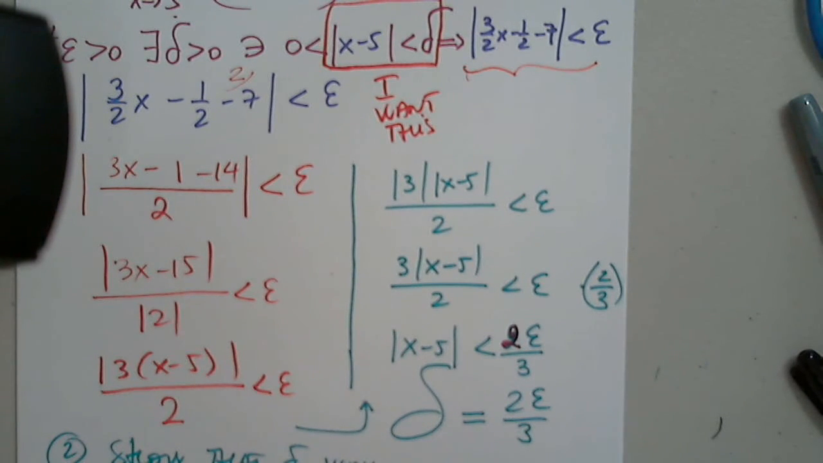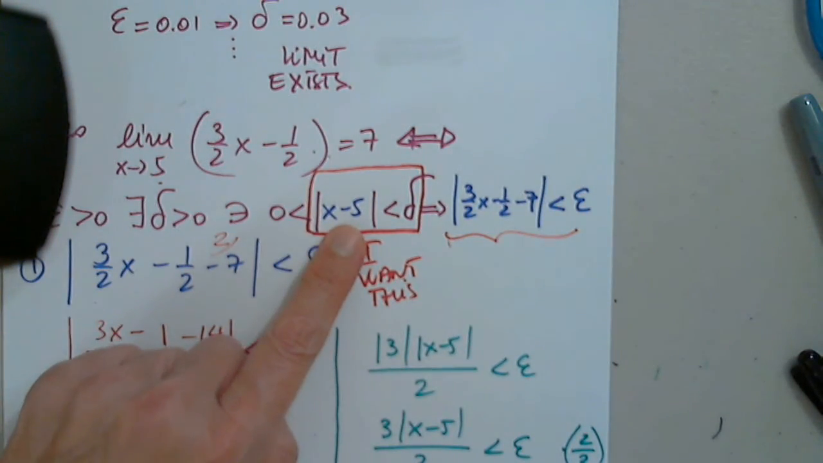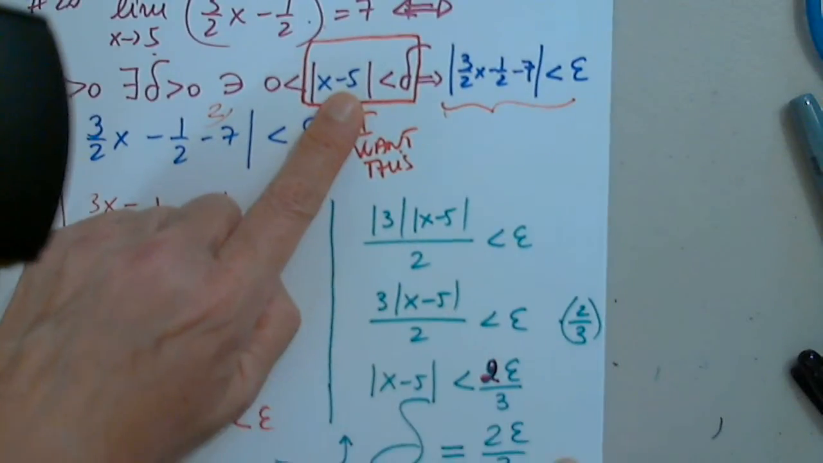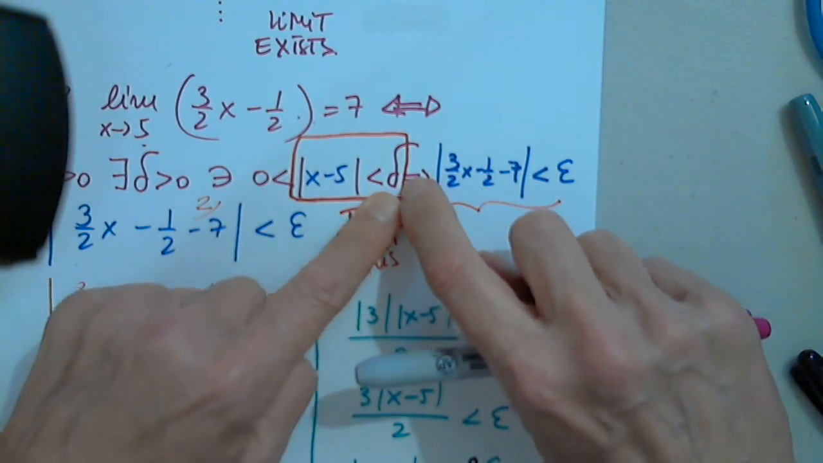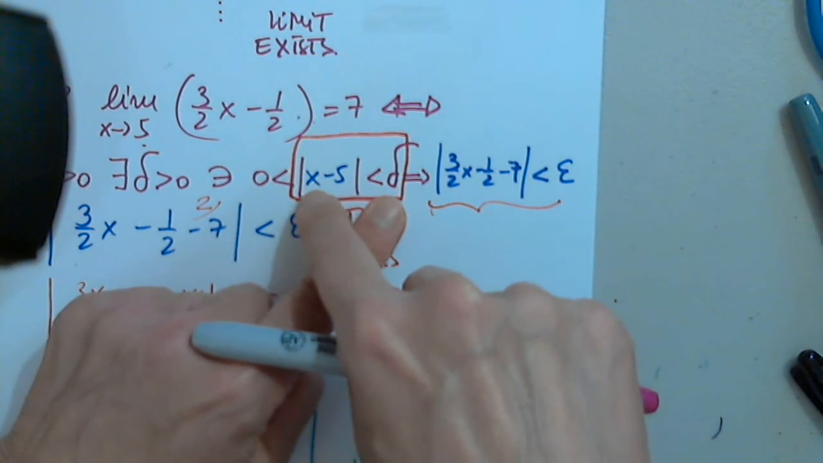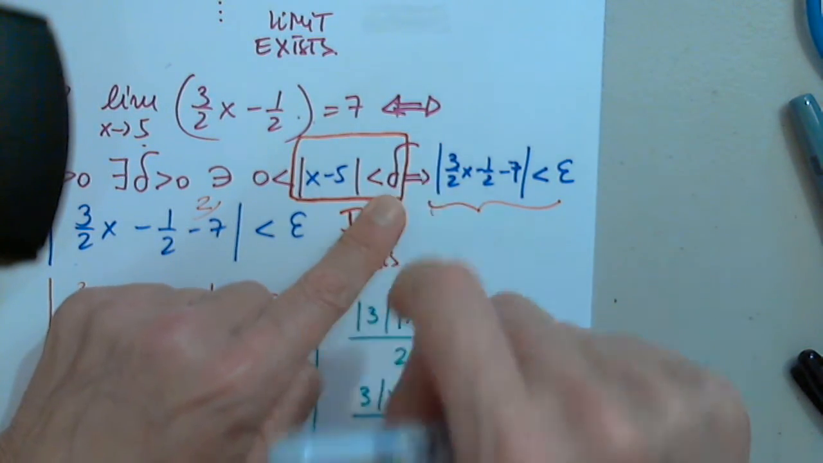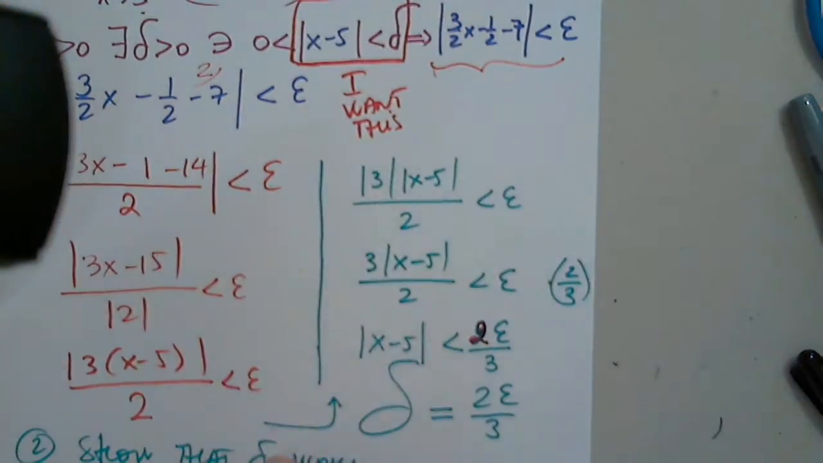Ali, I have one question. You said that the delta has nothing to do with x minus 5, right? No. X minus 5 is the distance between x and 5. So x has to be picked in such a way that the distance between x and 5 is less than delta. But delta does not depend on x minus 5.